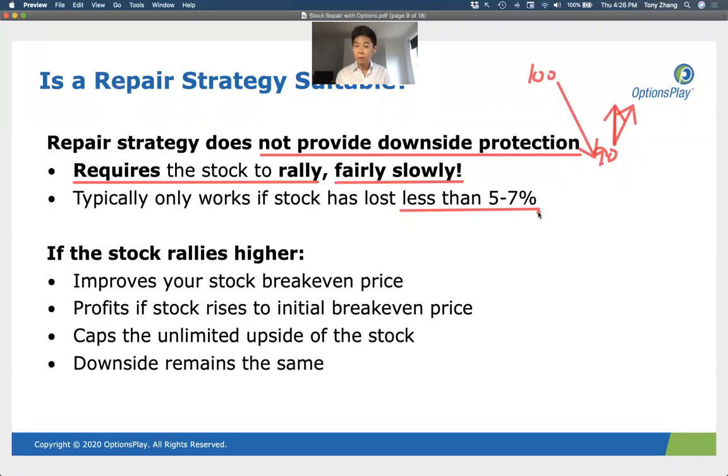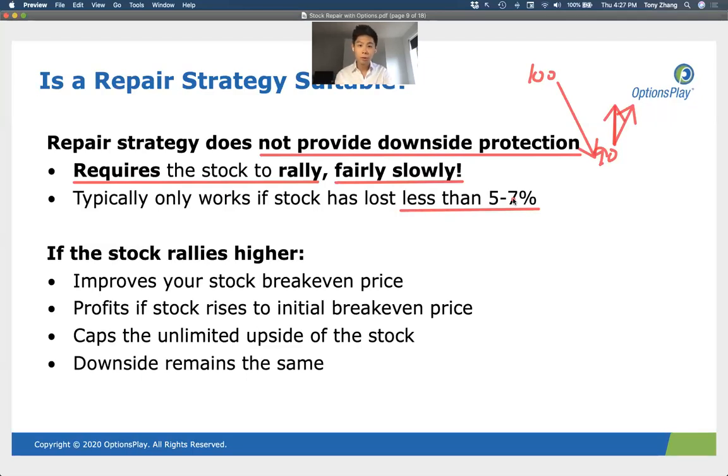And I know that's not a particularly large realm, but that is where the current market is from its all-time highs. It's about 5 to 7%, depending on what stocks you own, which is why I think this is a particularly interesting time, especially if you believe that stocks are going to start rallying again, especially if it's going to rally at a slightly slower pace, given that we're heading into the election. There's a lot of fundamental and economic devastation in this market. So you think that the rally is going to be fairly slow. This is, in my opinion, potentially a market for a repair strategy.